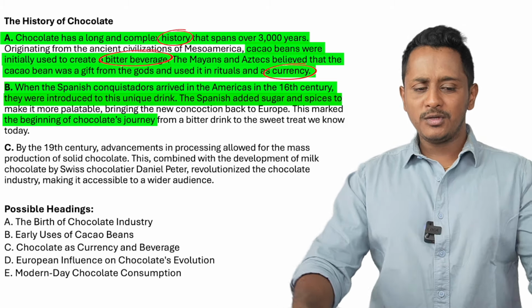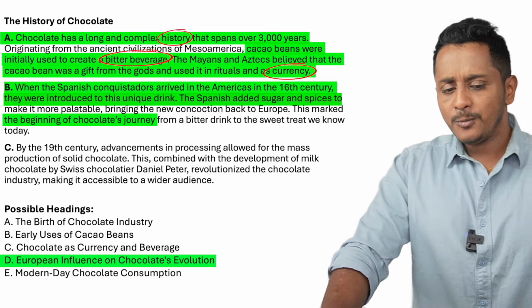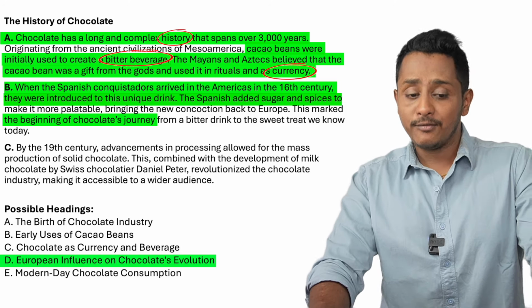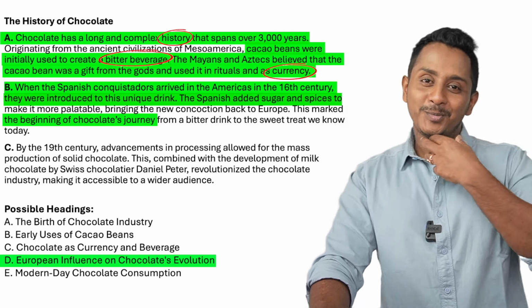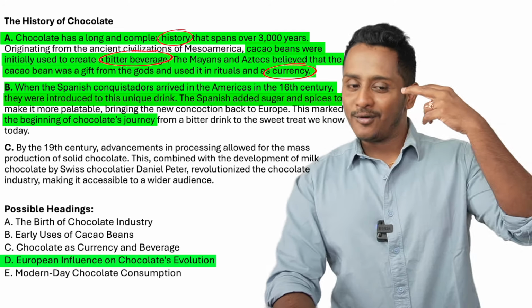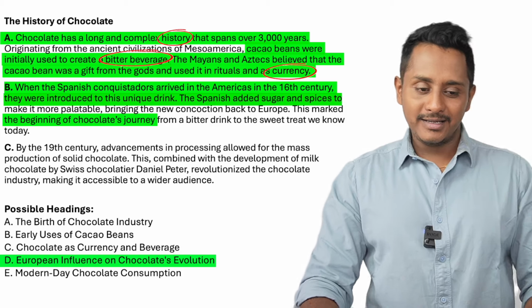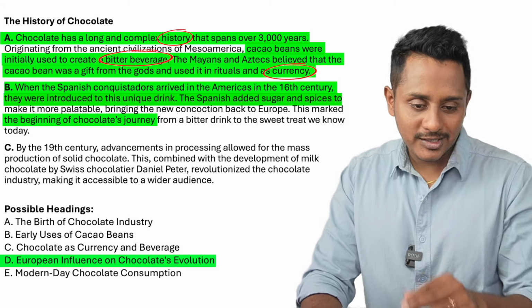It's talking about evolution. So the answer has to be European influence on chocolate's evolution. It's properly fitting in. Spain, Spanish. Spain is a country in the European Union. So D is the correct answer for the paragraph B. The heading is European influence on chocolate's evolution.